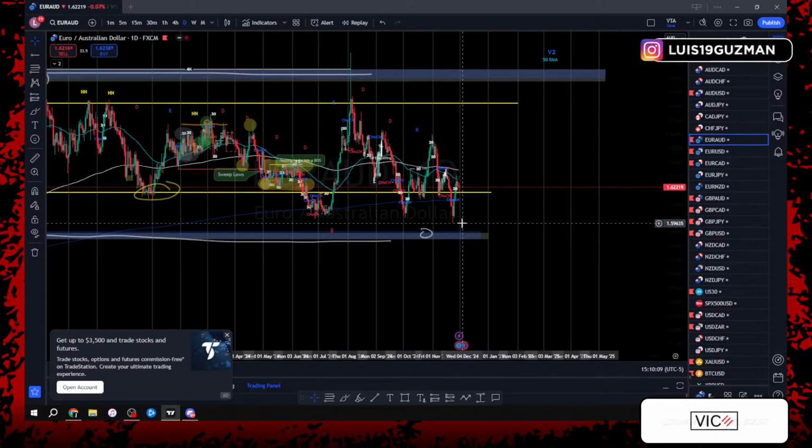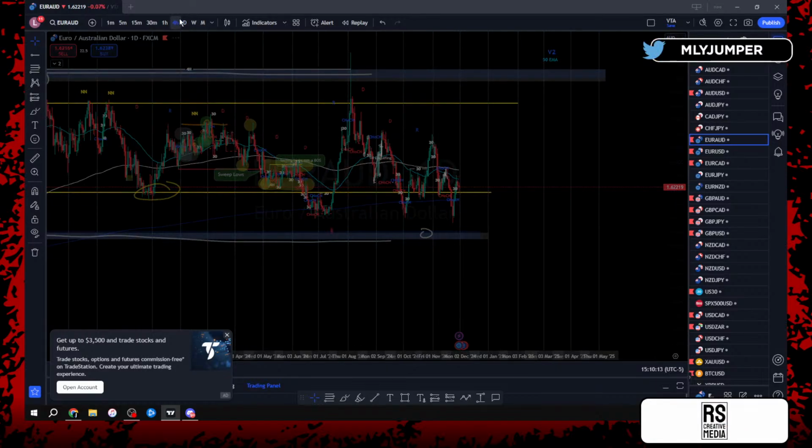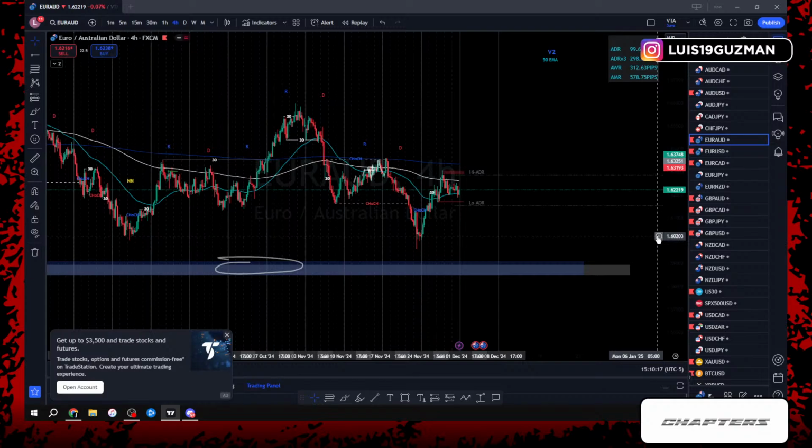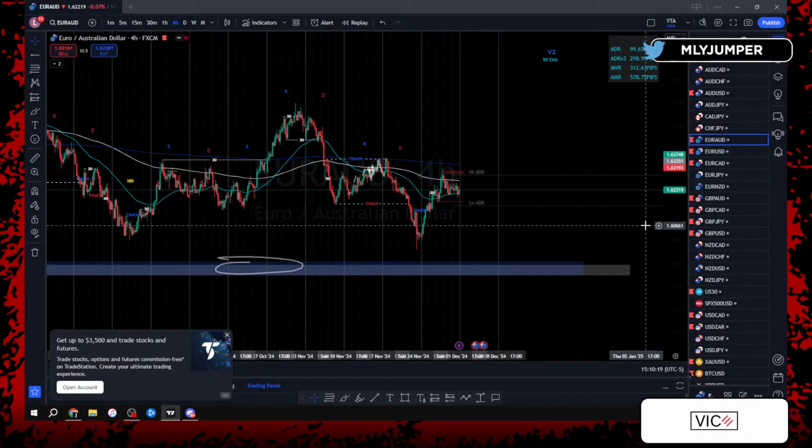We want to see bullish engulfing candles. We want to see bullish movement, right? We want to see the double bottoms form. We want to see the internal change of characters, break of structures, right? But each time frame has to tell you something, right?